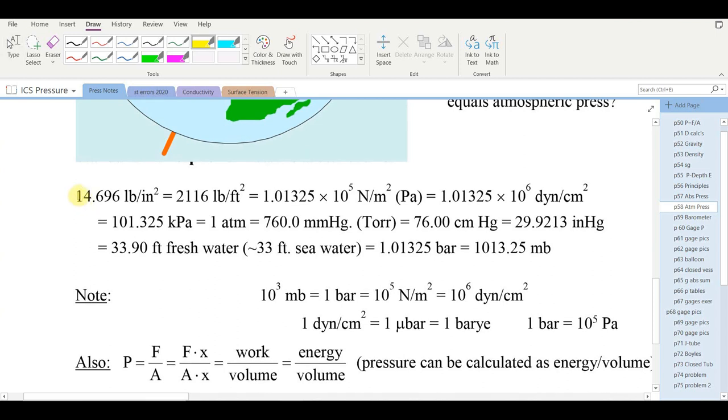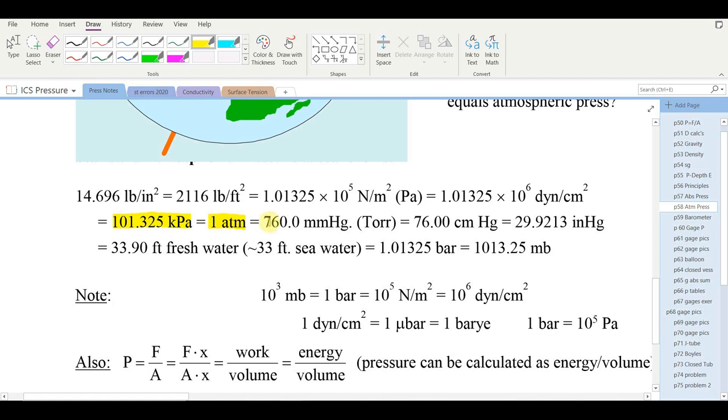Let's look at them. 14.696 pounds per square inch. That's 2116 pounds per square foot. It's 1.01325 times 10 to the 5 newtons per square meter, which are pascals, or 1.01325 times 10 to the 6th dynes per square centimeter, or 101.325 kilopascals. That's the unit that the weather persons usually quote. And all of these values are 1 atmosphere.